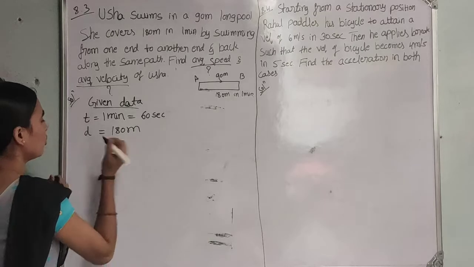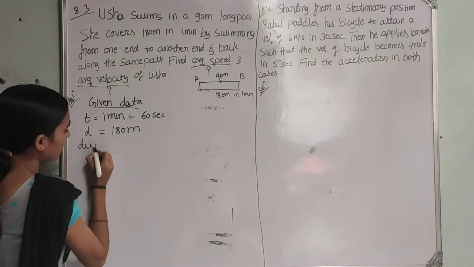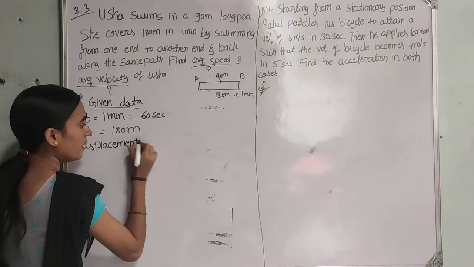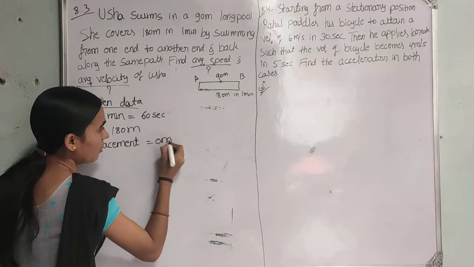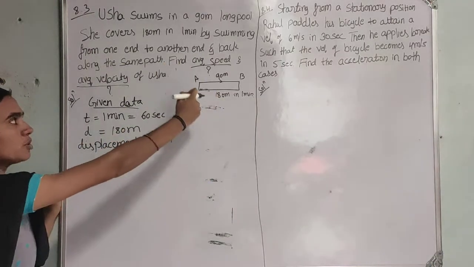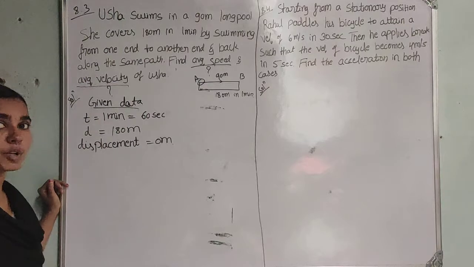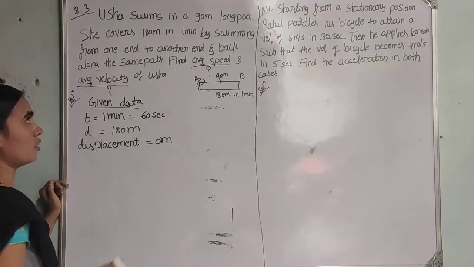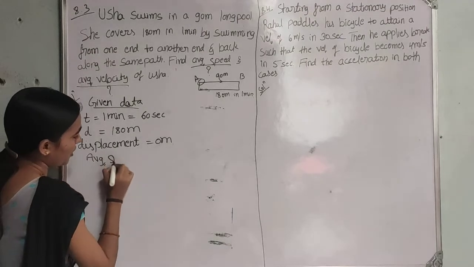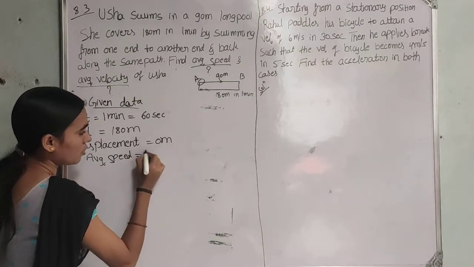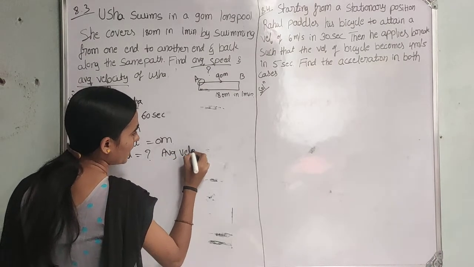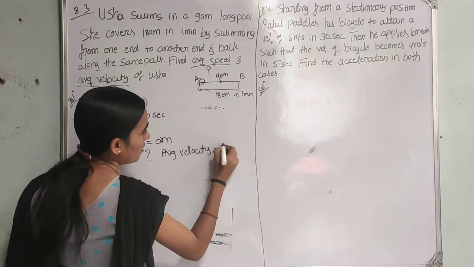If she is coming back to her original position, then only the distance becomes 180 meters. So that's why the displacement is equal to 0 meters. Why is the displacement 0? Because Usha comes back to her original position. So first we have to find the average speed, which is equal to question mark, and the second one is the average velocity, equal to question mark.